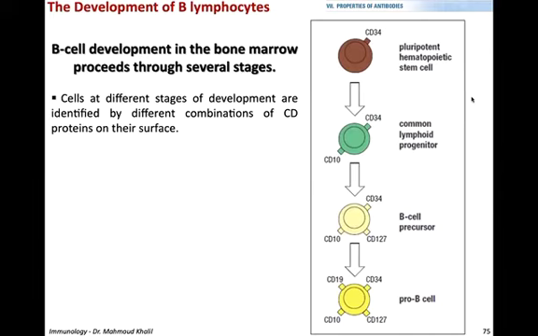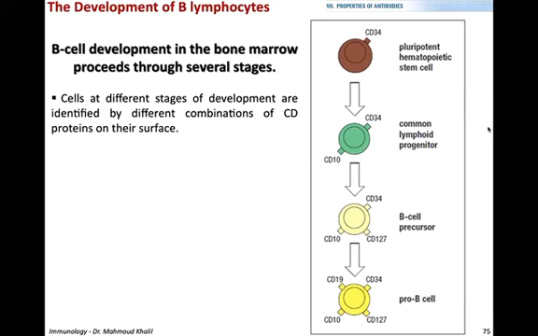So we can see here, in the course of the development of B cell in the bone marrow, different stages or different forms of the B cell precursor, starting from the pluripotent hematopoietic stem cells that give rise to common lymphoid progenitor, then the B cell precursor, then the pro B cells.